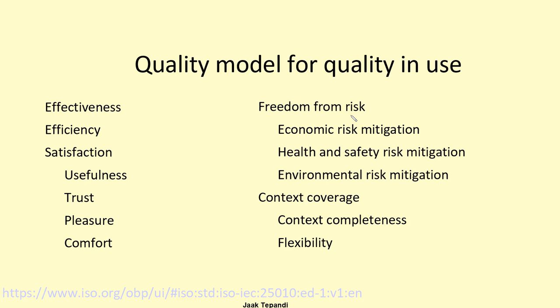We have the quality in use model in the same standard, which says that the system must be effective for the user. The user should be able to achieve her results with the system. It must be efficient. The results should be achieved with reasonable effort. The user should be satisfied: usefulness, trust, pleasure, and comfort. The system must not be very risky for the user, so no bad consequences. And the system must function within the specified limits, and also, if possible, function outside these limits.